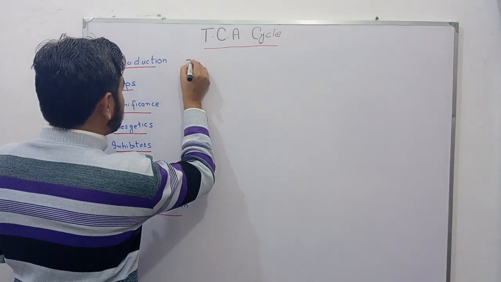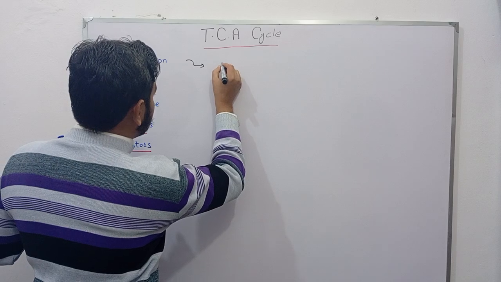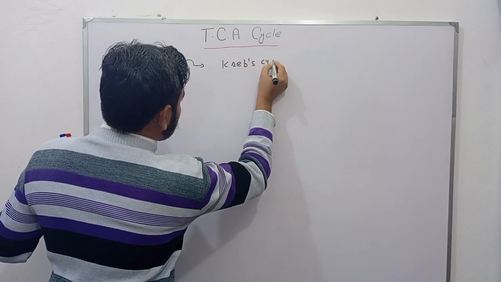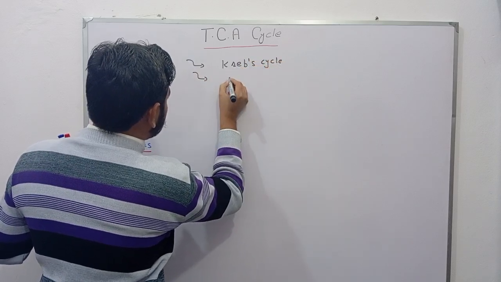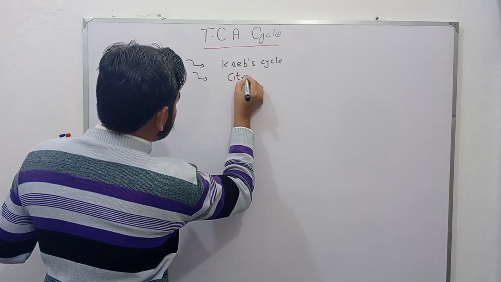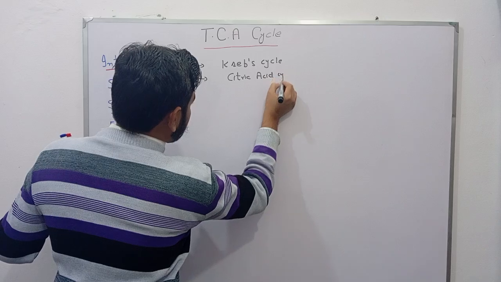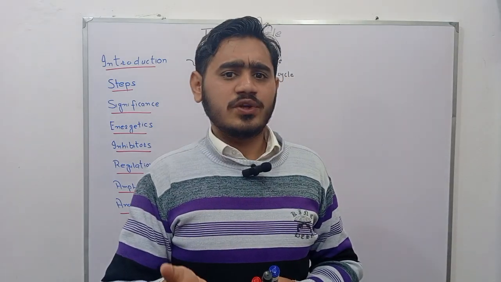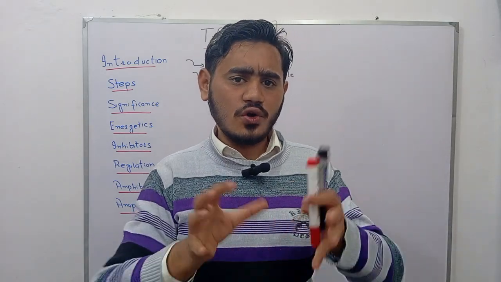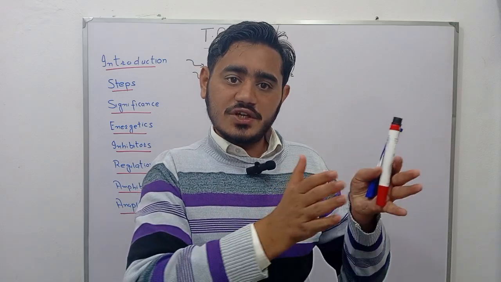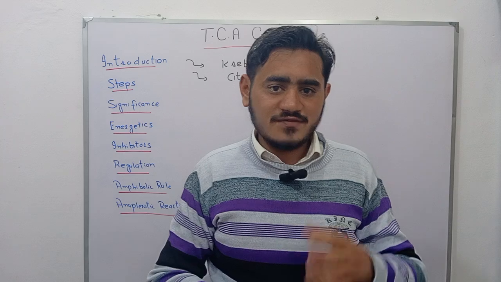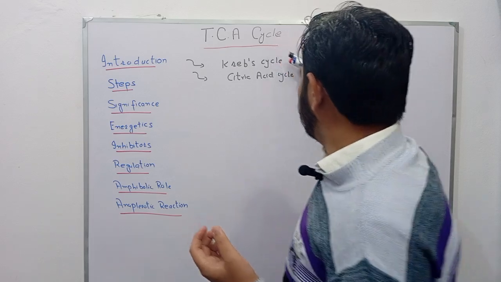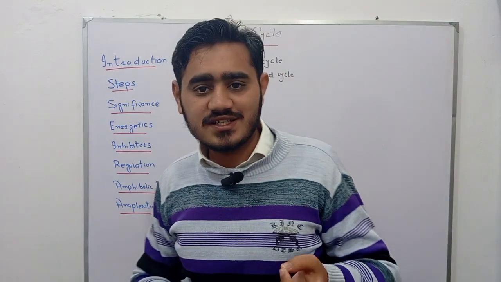So another name of the TCA cycle is the Krebs cycle and citric acid cycle. Also, this TCA cycle is called the metabolic traffic cycle because in this cycle, a lot of intermediates are formed that are used in various other metabolic pathways. Students, viewers, friends, this is just the introduction of the TCA cycle.